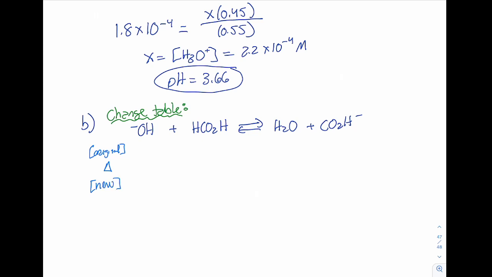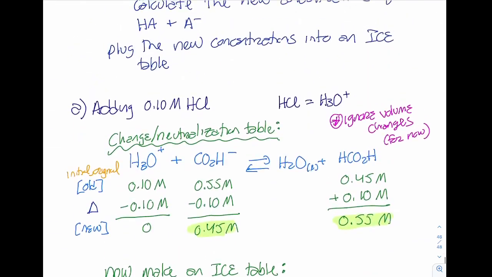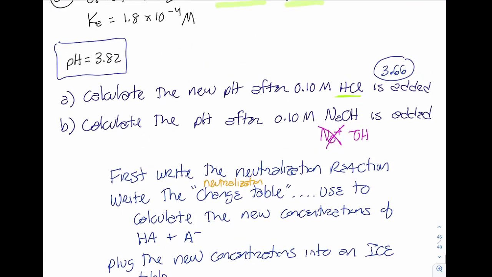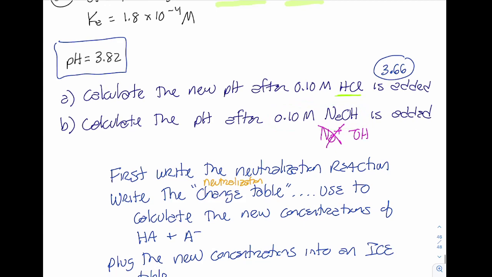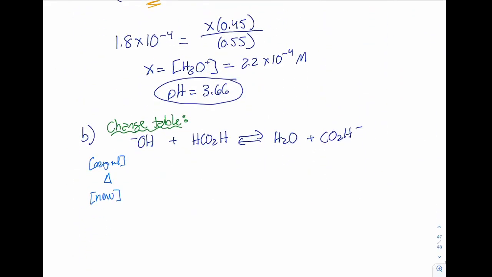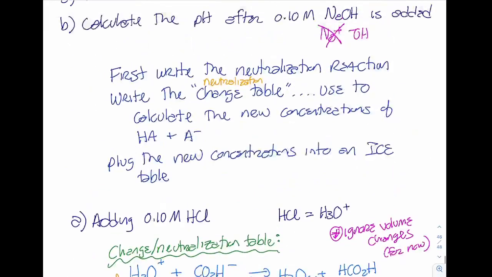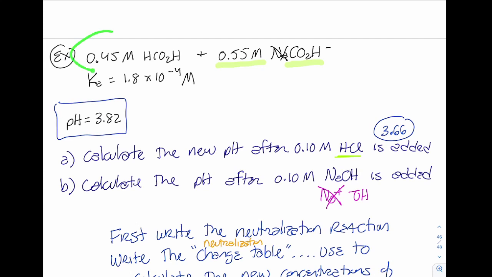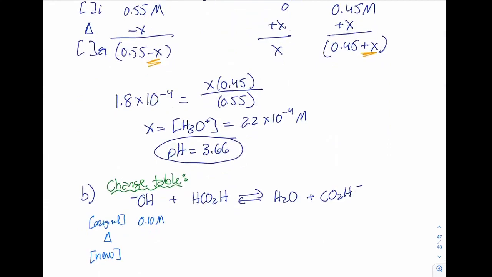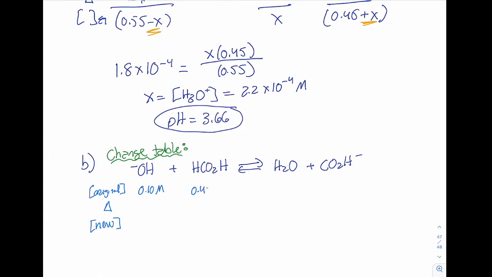So again, those original concentrations are coming from the problem itself. So we have to scroll back up again here. The concentration of base that I'm adding is going to be 0.1 molar. So let's go back down and stick that in there. The concentration of formic acid is coming from up here, so 0.45 molar, and then 0.55 molar for formate ions. Right, pure liquid, and then 0.55 molar.